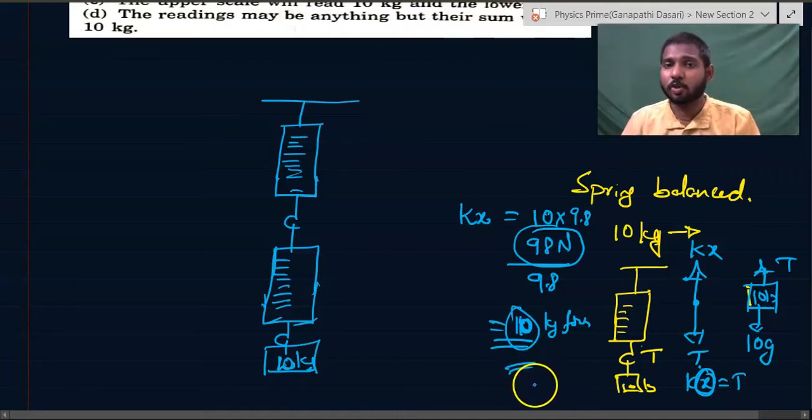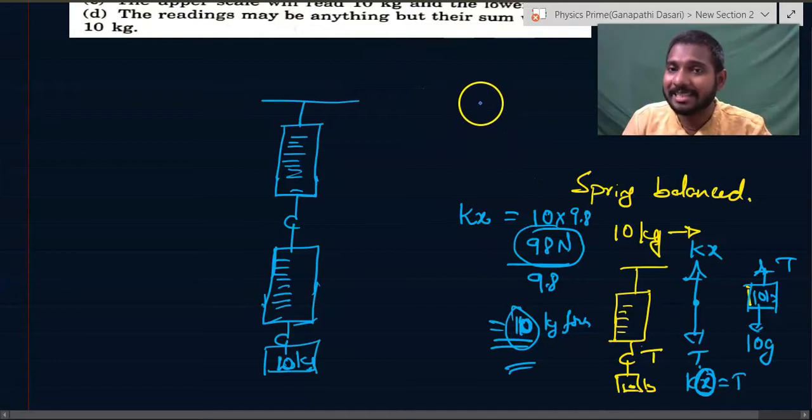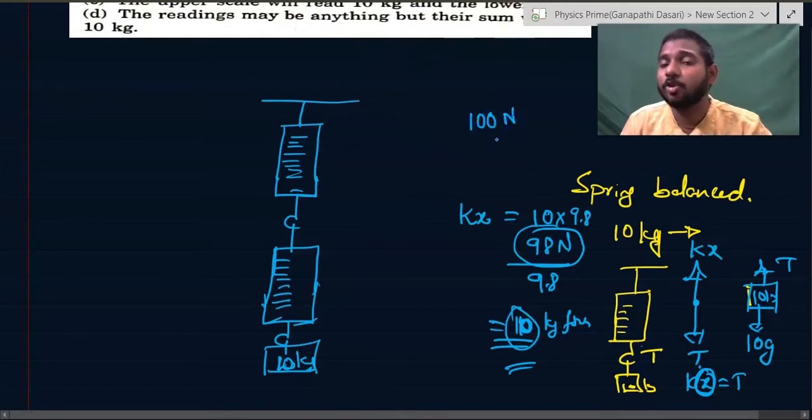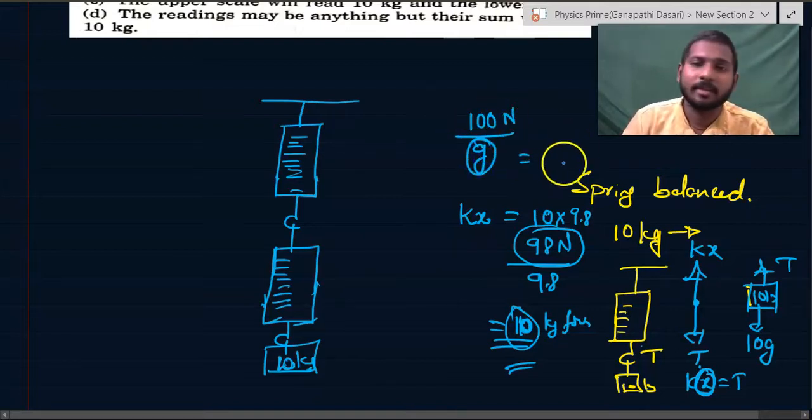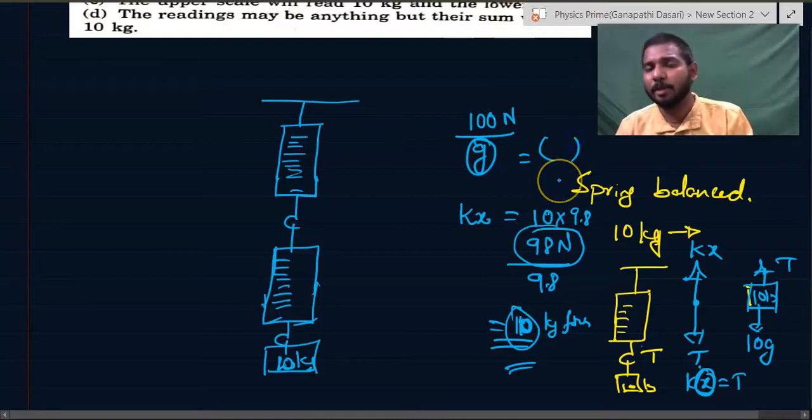So if someone asks you, suppose the weight that the spring balance is balancing is 100 newtons, and they ask what the reading is, it is 100 by g, the g at that place. Then you will get the reading given by the spring balance. Hope you are clear with the spring balance reading.